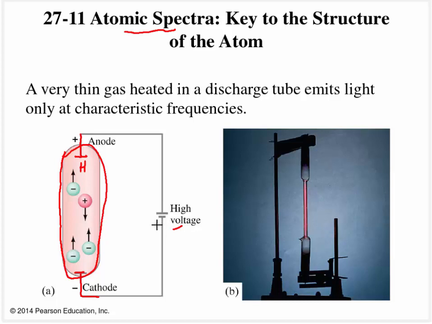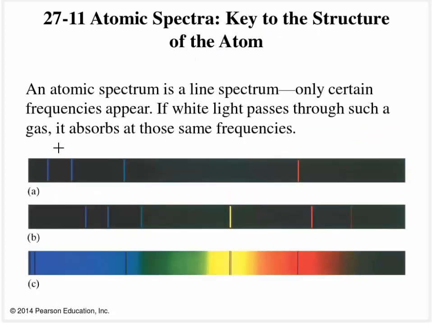If you excite this gas, so if you put some high voltage across it as such, then the gas is going to glow. And it actually turns out that it's only going to glow at certain characteristic frequencies or colors. Hydrogen is going to glow a certain color, helium is going to glow a certain color, and neon would glow a different color. It turns out this is going to be the key to understanding the structure of the atom. So what is this atomic spectra going to look like?